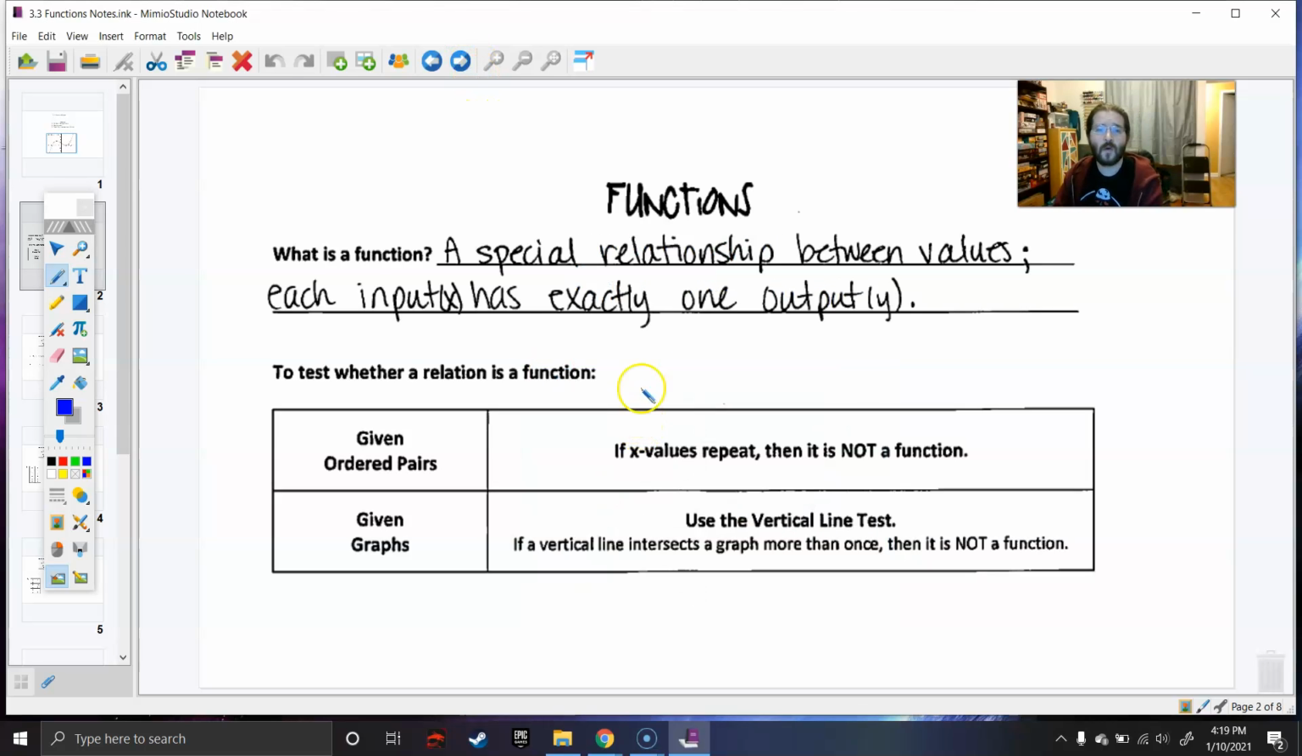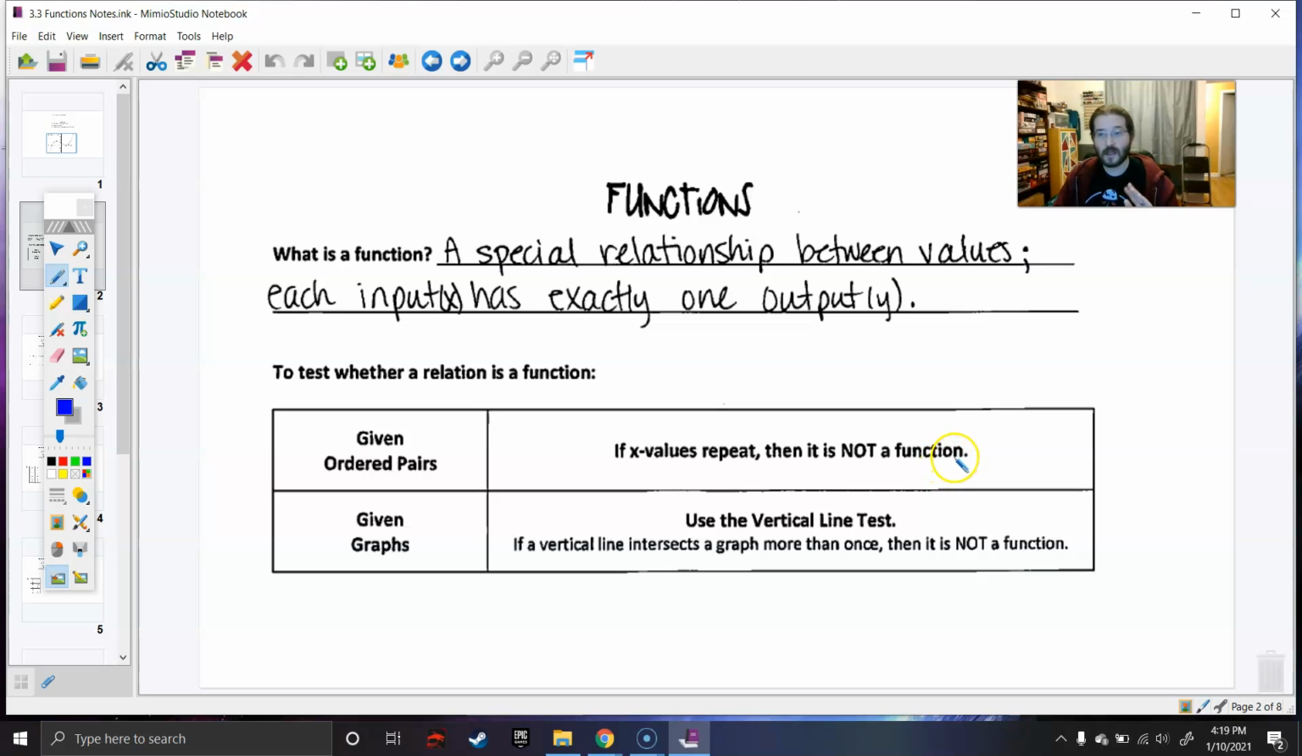All right, so we're going to be talking about functions today. What is a function? It's a special relationship between values. Each input, so x, has exactly one output, or y. We're going to be testing whether something is a function today. So if we're given ordered pairs, like an x, y table, if we have any x values that repeat, it's not a function, right?